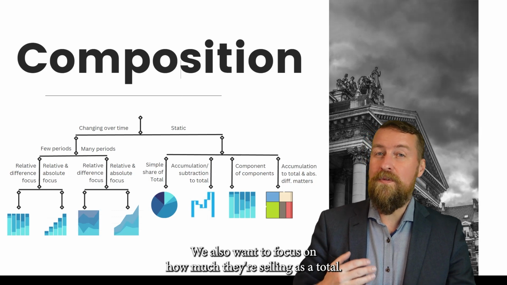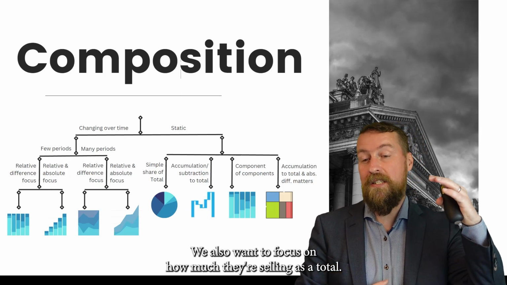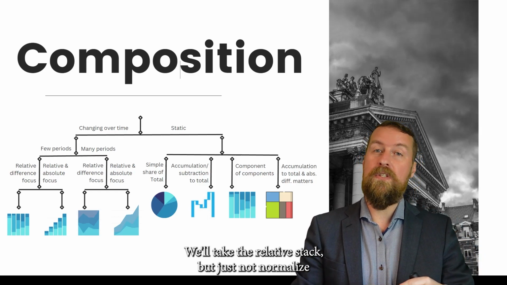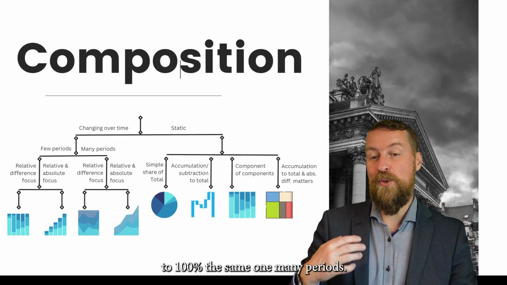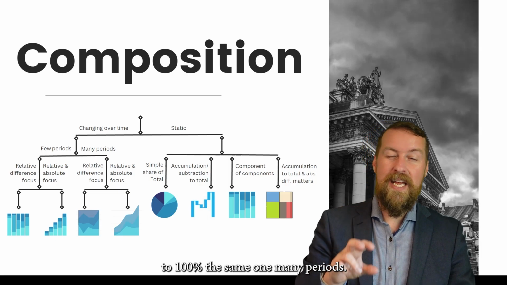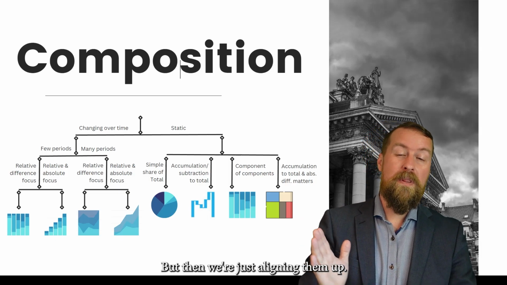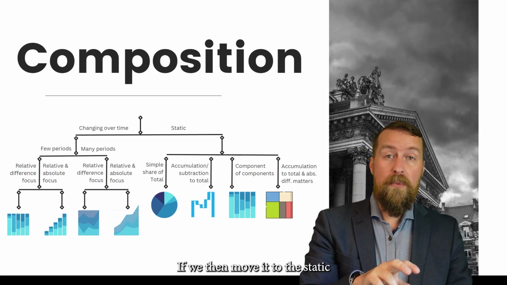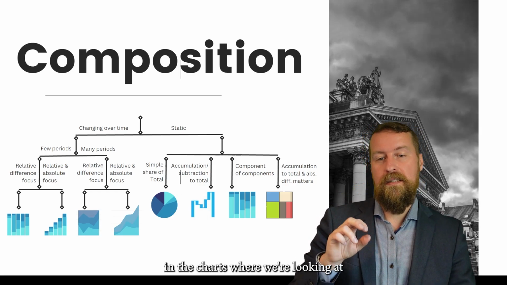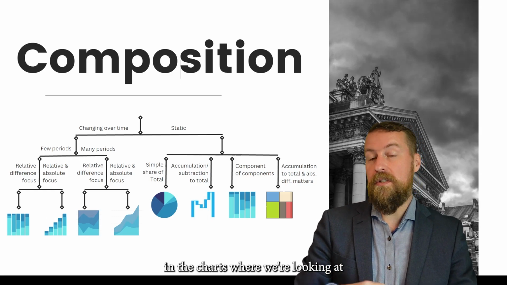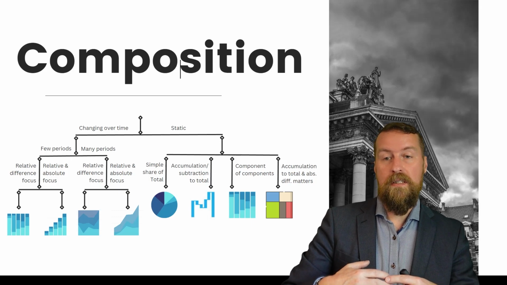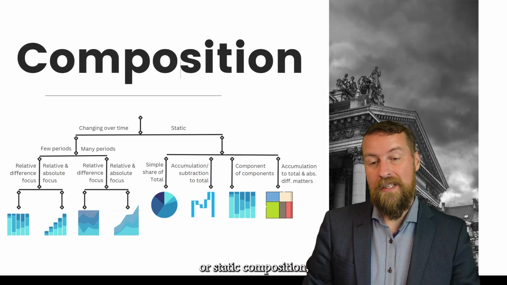If we also want to focus on how much they're selling as a total, well, we'll take the relative one with the stacked bar charts, but not normalized to 100%. The same one with many periods, but then we're just aligning them up. If we then move into the static charts, where we're looking at what kind of static information or static composition.